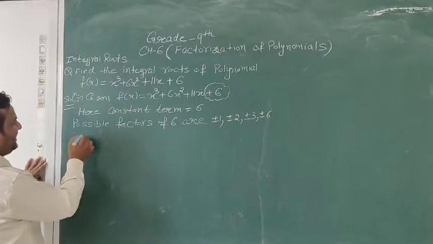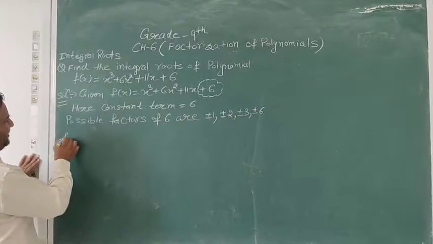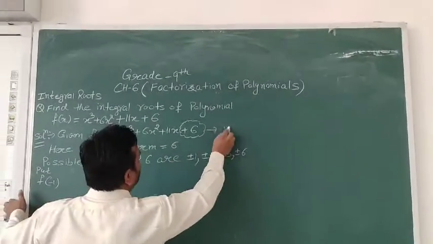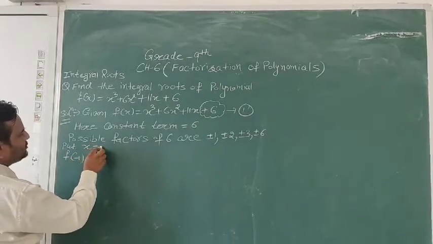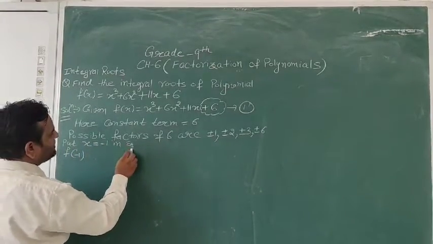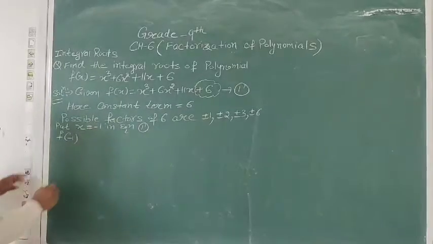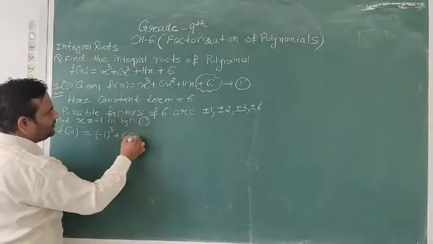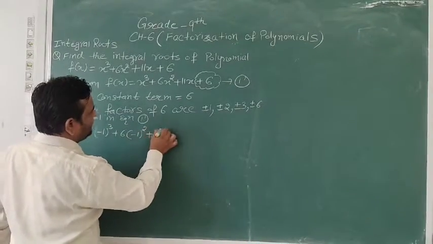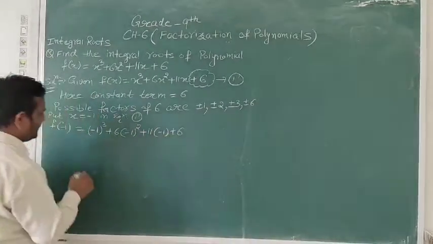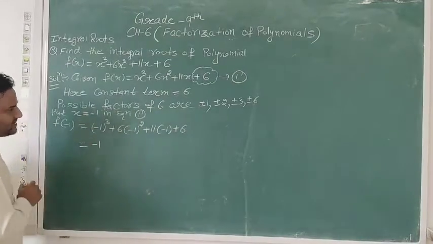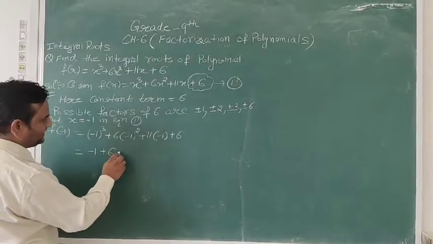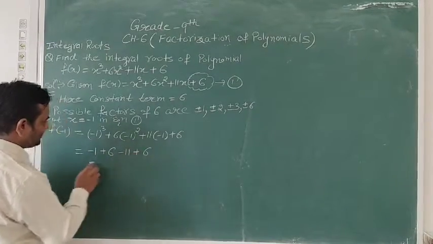You can see that I am checking here f of minus 1. I am writing here, let this equation be number 1. Put x is equal to minus 1 in equation number 1. So see, this is minus 1 to the power 3 plus 6 into minus 1 square plus 11 into minus 1 plus 6. Let us solve this.